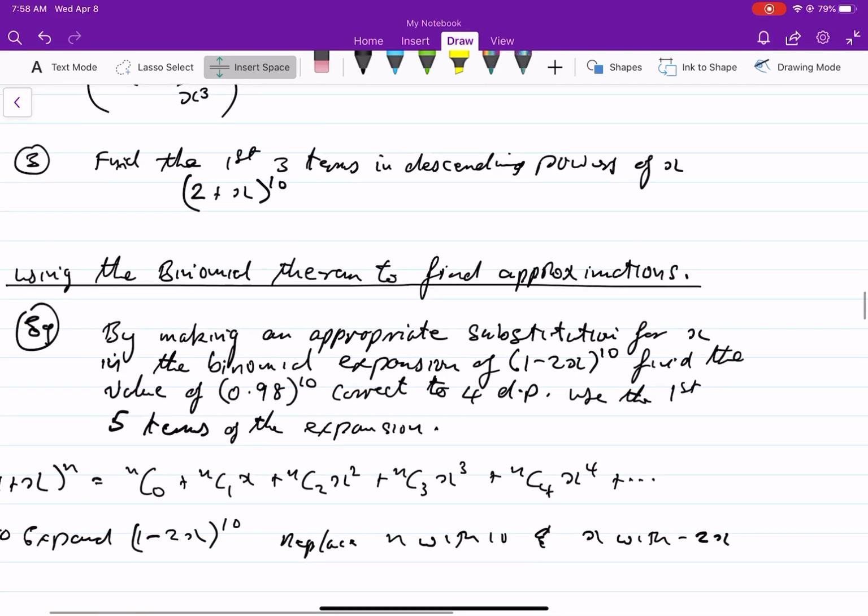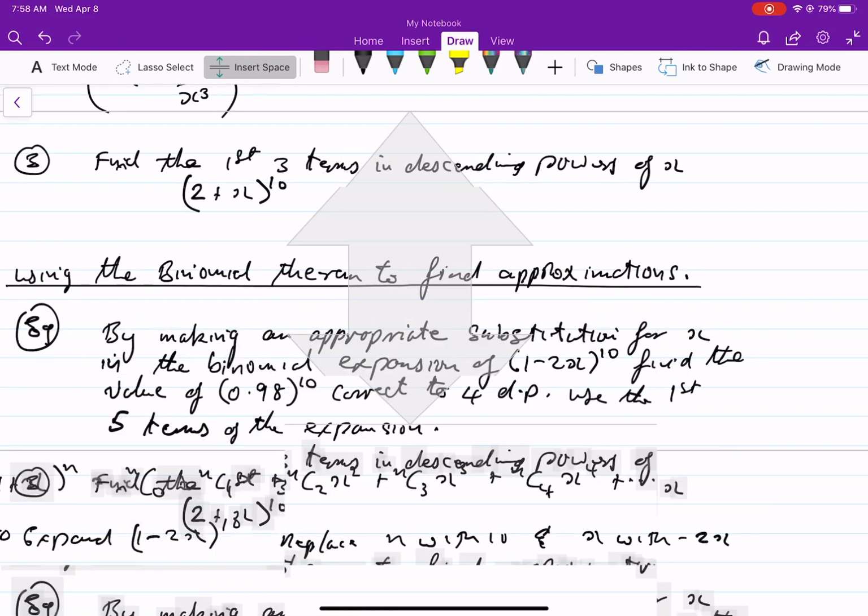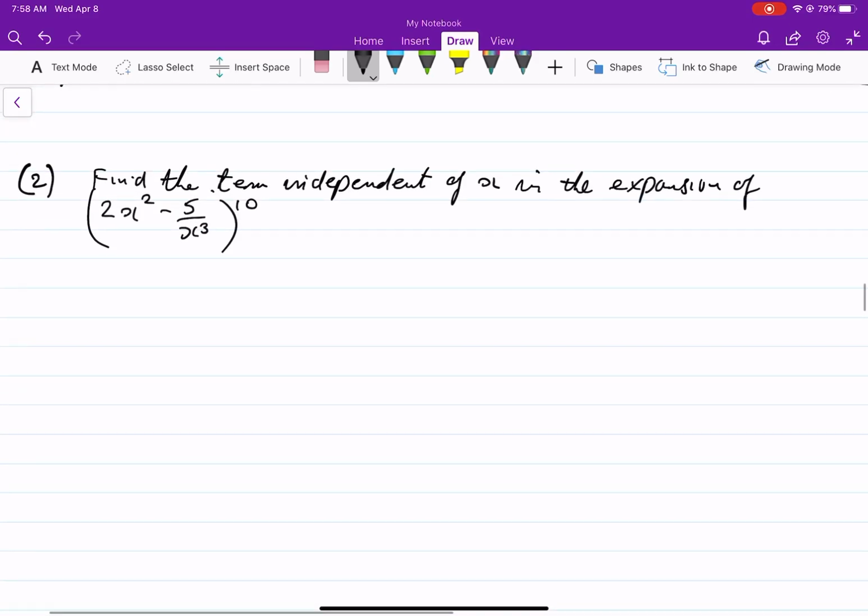Let me make a little space here. Okay, now the general term, you generally speaking use it to find any particular term in the expansion.